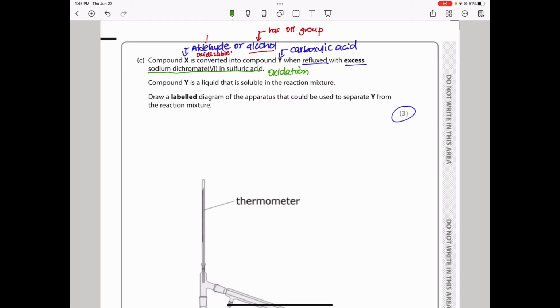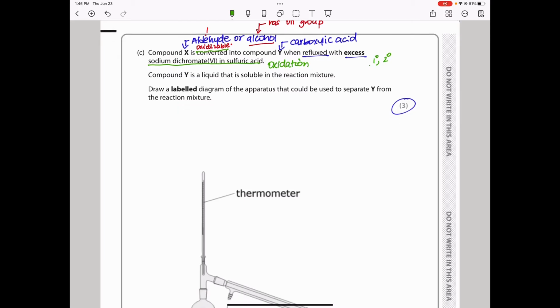If X can be oxidized, we know X has an OH group, but it can be oxidized. So it means X could be, because it can be oxidized, an aldehyde or an alcohol. However, if it's an alcohol, it is going to be only primary or secondary alcohol. It cannot be a tertiary alcohol, because tertiary alcohols cannot be further oxidized. So they cannot be oxidized basically to anything else. So here we can confirm either aldehyde, because it's oxidizable, or alcohol, which is primary or secondary.